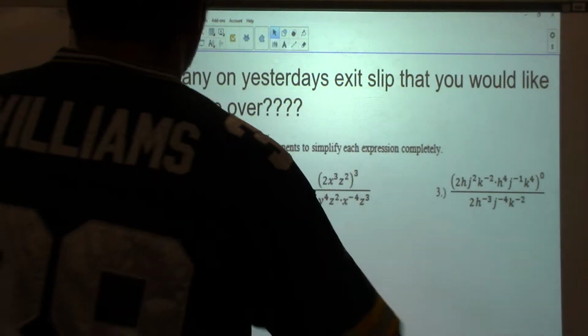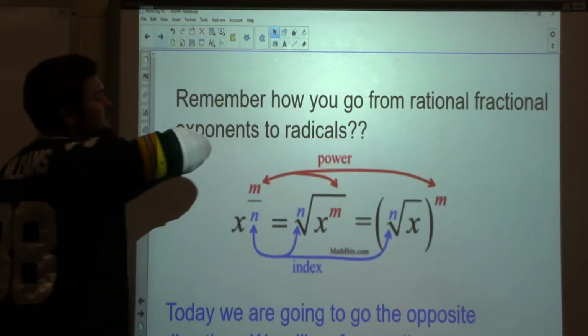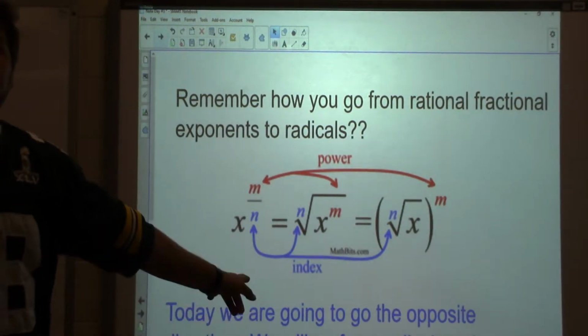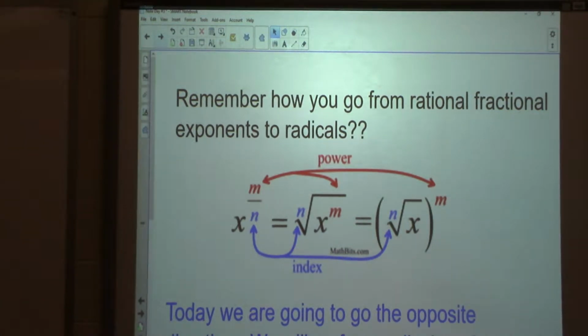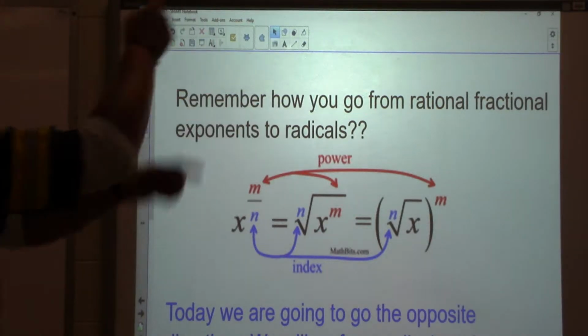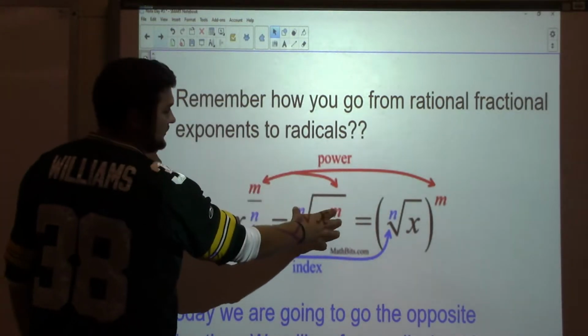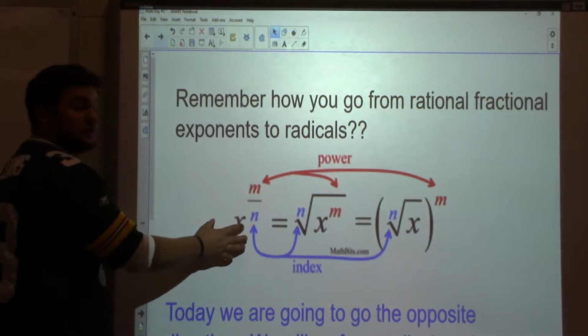So, let's go through our lesson for today. It's going to be really easy. So we did this yesterday, right? We went from an exponential form into a radical form, right? We went from having an exponent to having a radical. We did that yesterday. We all agree? Yeah. Today we're going the opposite way. It's even easier. We're going from radical form to exponential form.